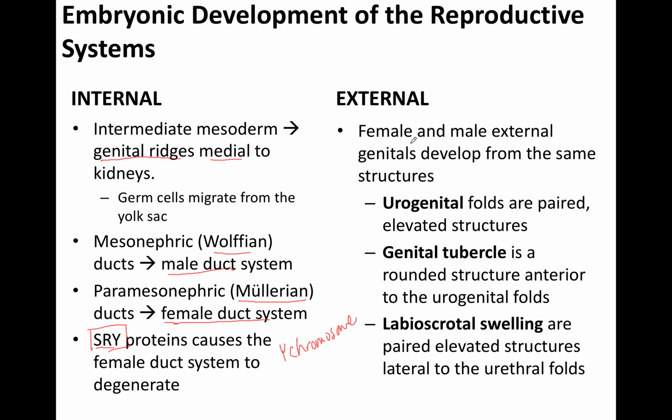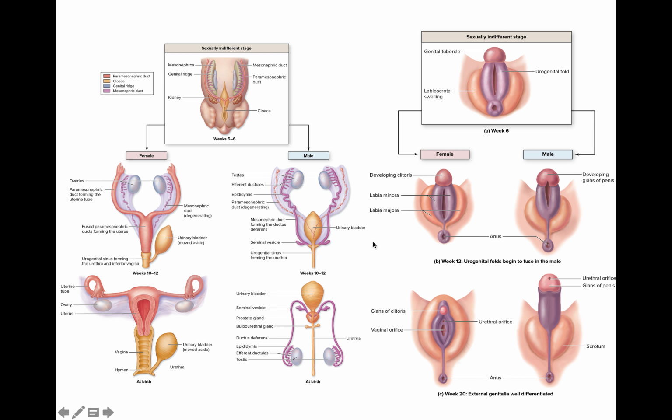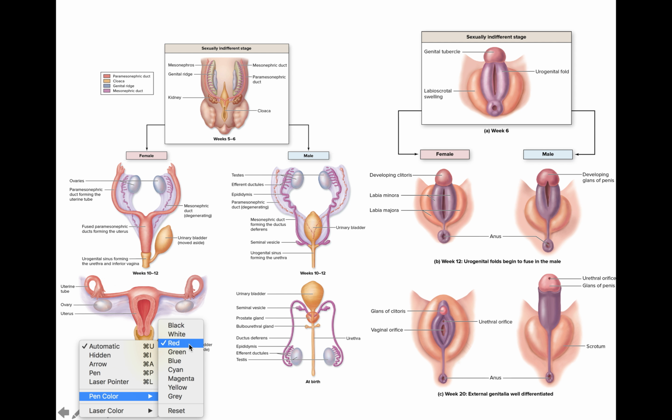So the external genitalia for the male and female are going to develop from the same structures. Okay, so you're going to have a pair of elevated folds, the urogenital folds. Then you have the genital tubercle, which is going to be a rounded structure, and the labioscrotal swellings, which are another set of elevated structures lateral to the urogenital folds. So let's look at this all in picture form so you guys understand exactly what is going to happen.